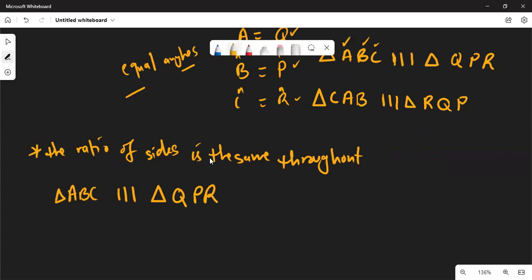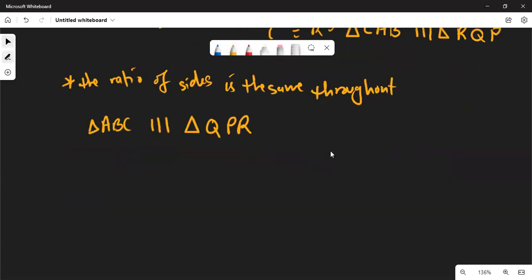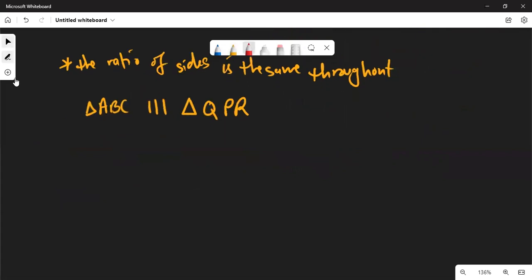All right, so this is how we are going to take this ratio of sides. You can just take this first part, this side AB. So this is your ratio of sides. It's AB over the corresponding side, which is QP. So it will be over the corresponding side, QP. All right, so it's AB over QP, which is equal to BC.